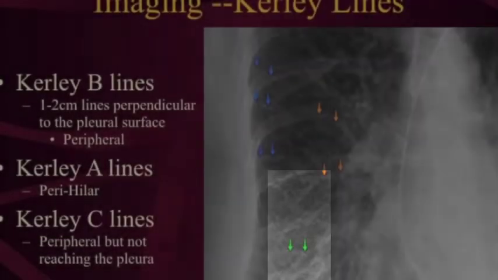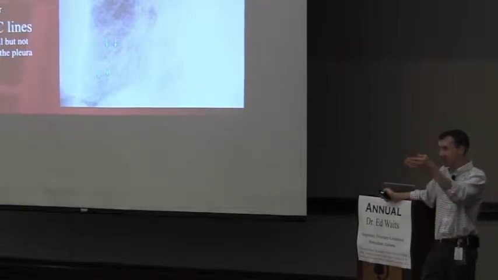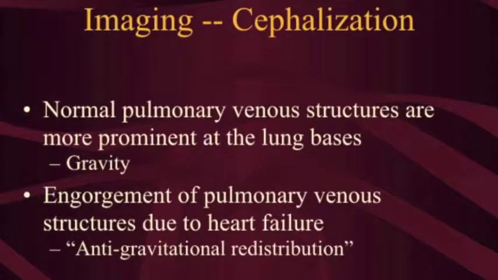So orange, blue, green is A, B, C, which is not what you'd think. You'd think it would start with A, B, and C, and then the C lines would be on the outside edge. But just to complicate things, they didn't do it that way. They went A, B, C. So there you go.